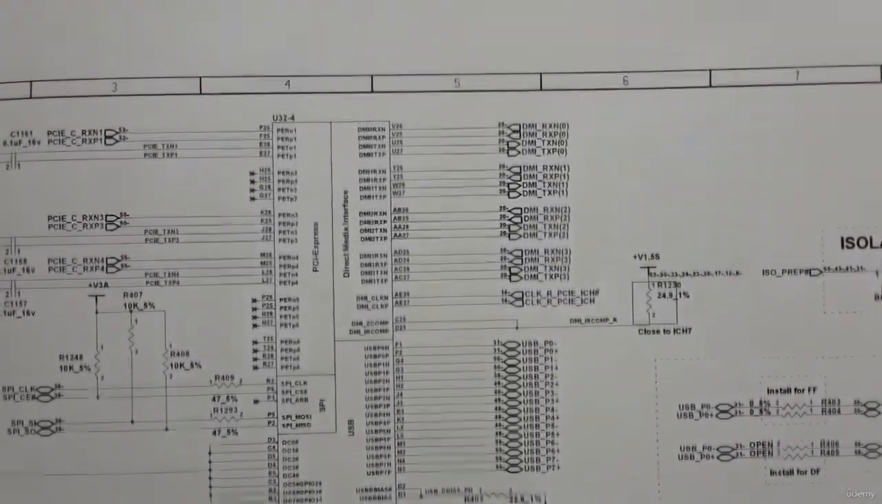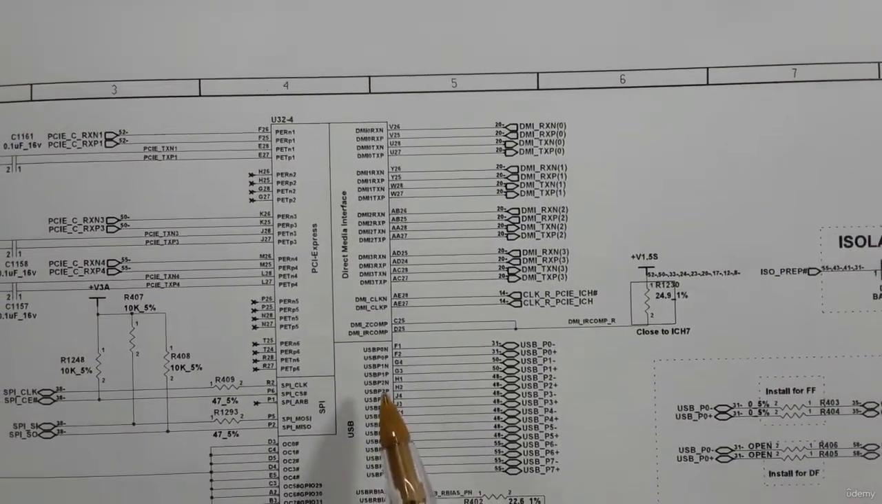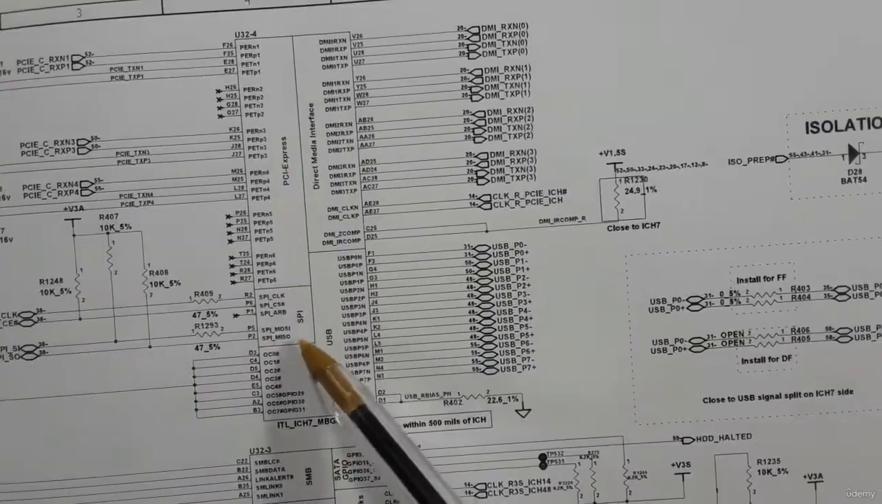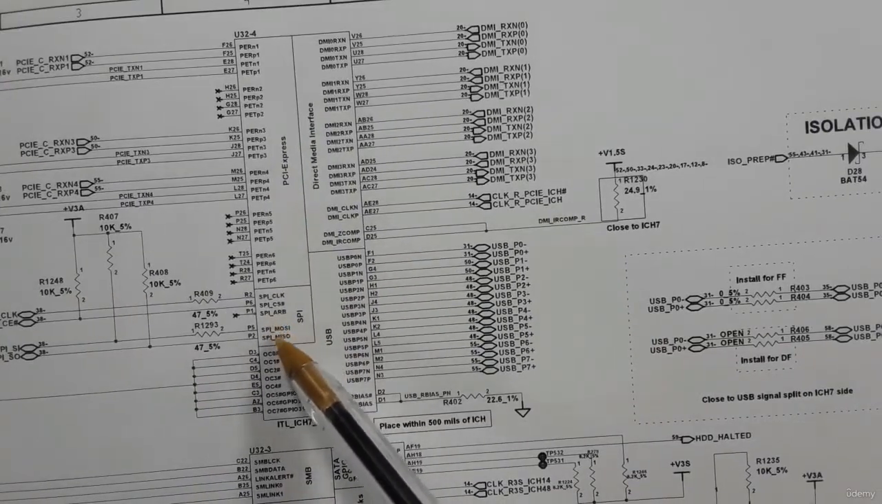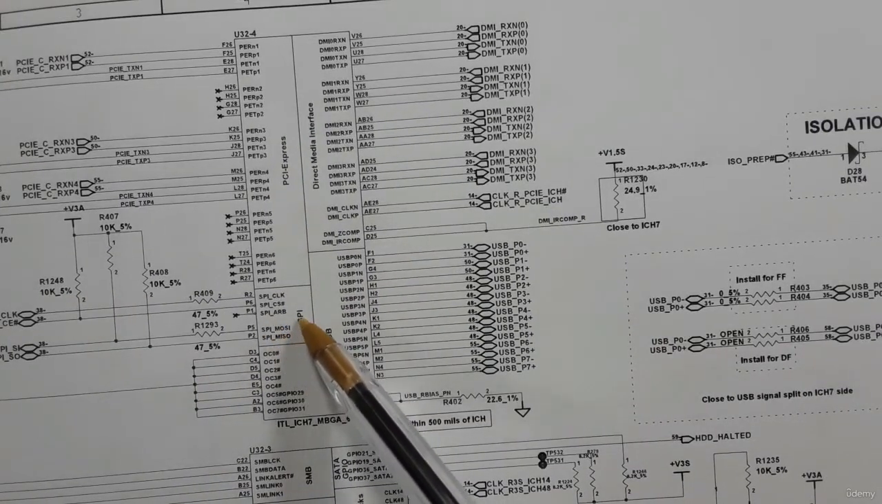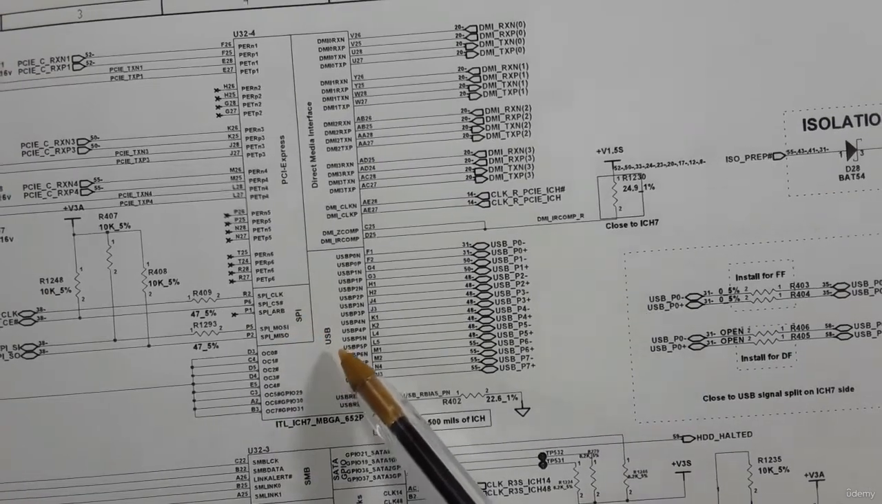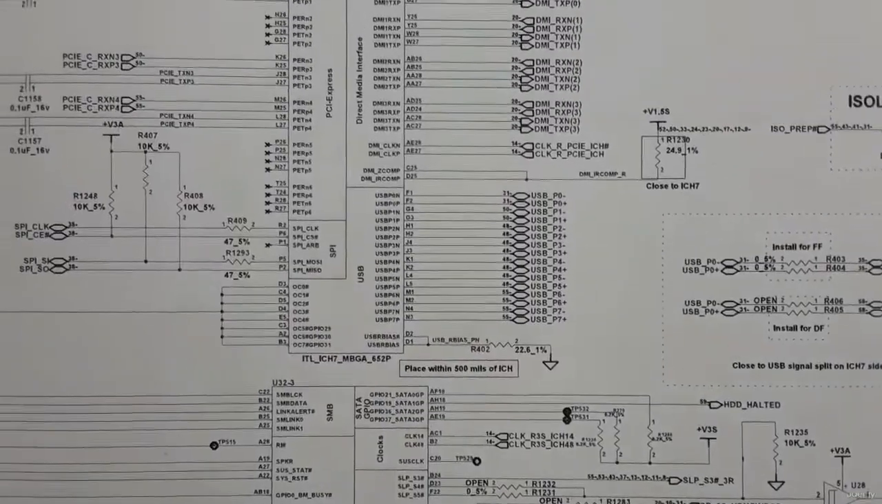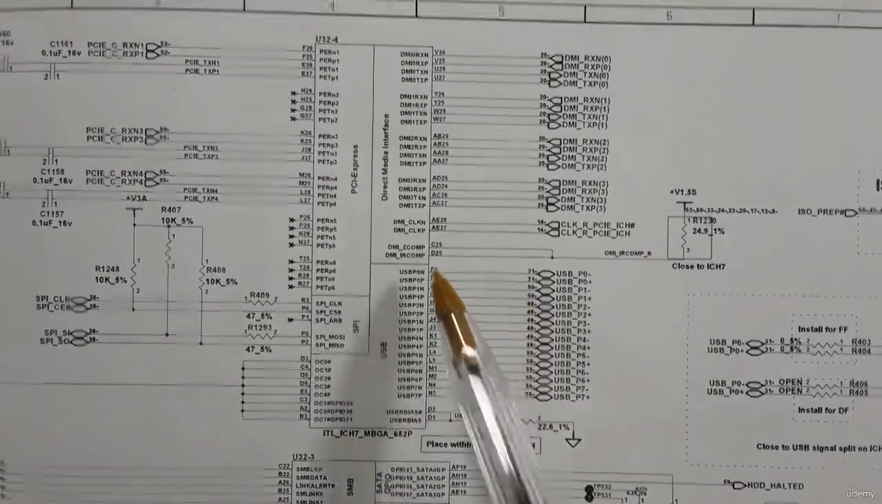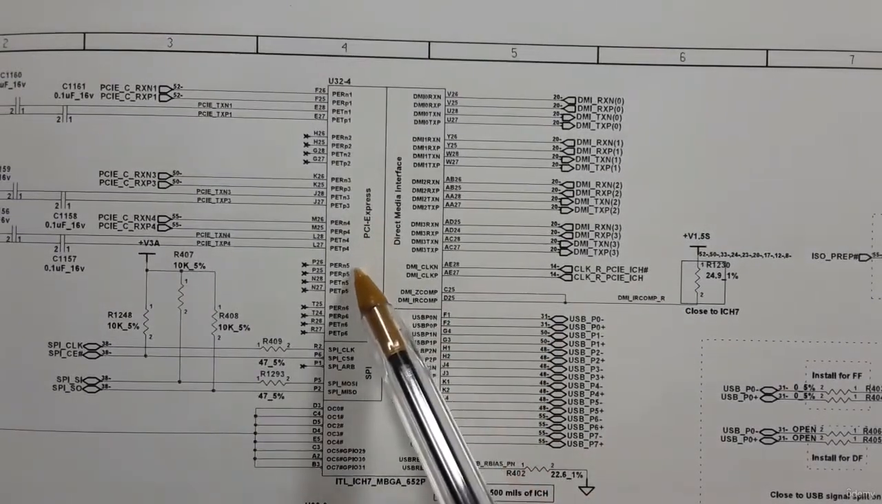Here we also have other controls in the fourth part. These signals are for the SPI or for the BIOS. Here we have the USB, universal serial bus. Here we have the PCI Express, etc.